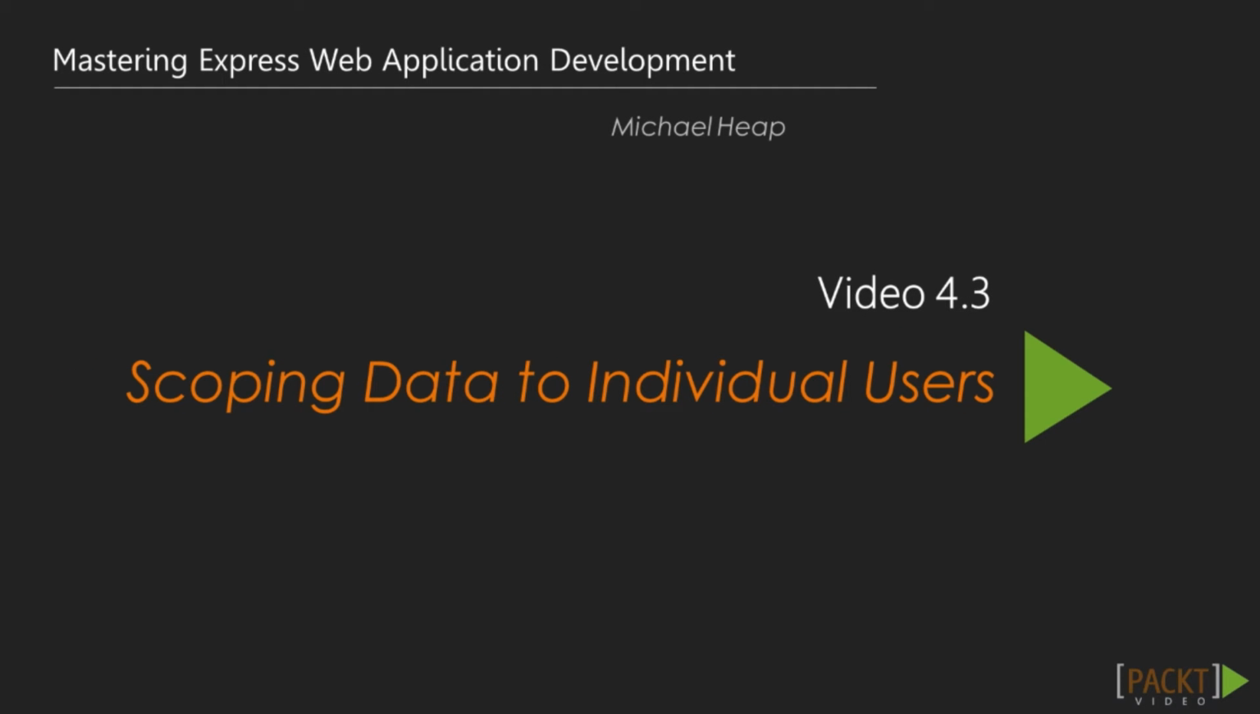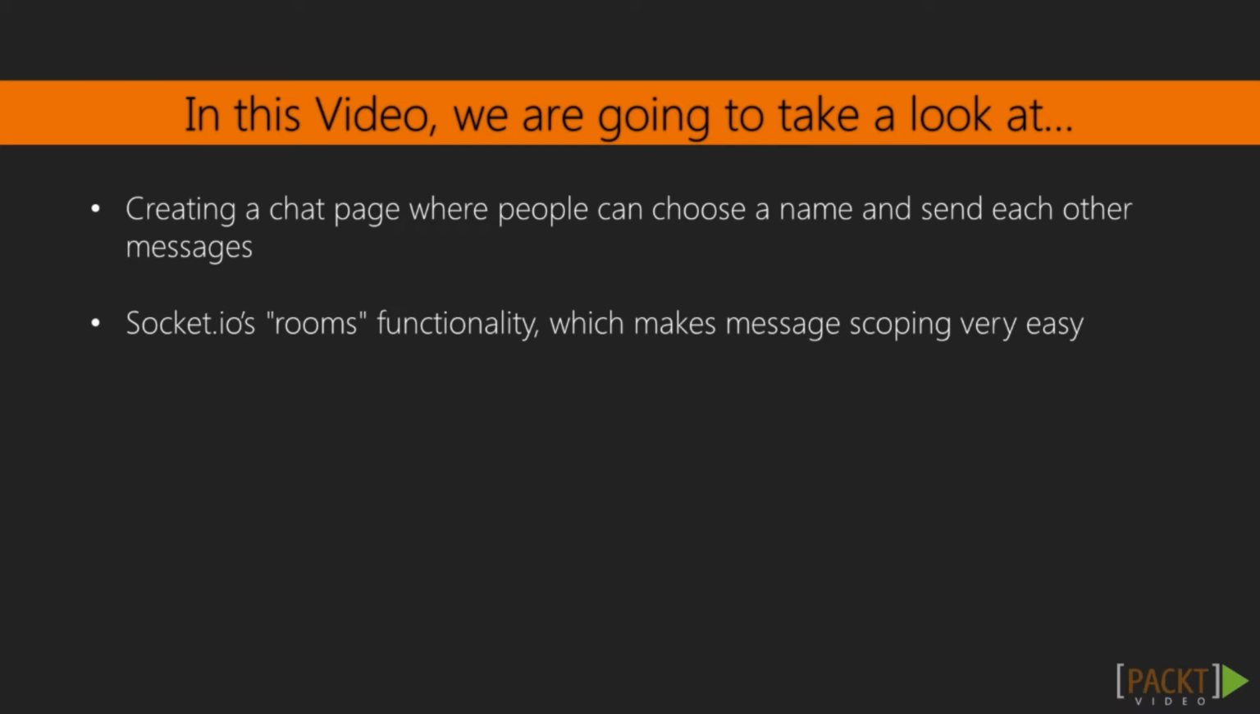Welcome back. Last time, we added a commenting system using SocketIO. In this video, we're going to continue looking at SocketIO, and our topic for this video will be scoping data to individual users. We'll be adding a mechanism that allows us to send messages to specific users based on their username. To do this, we'll be using SocketIO's Room functionality, which makes message scoping very easy.